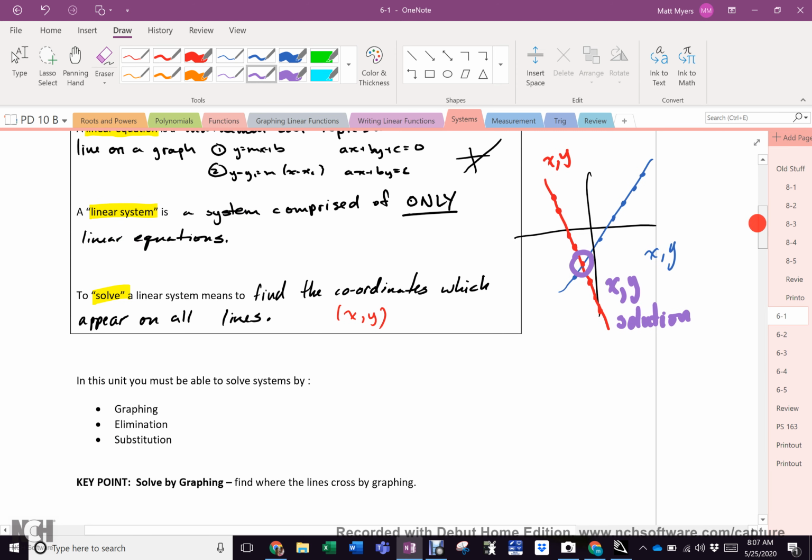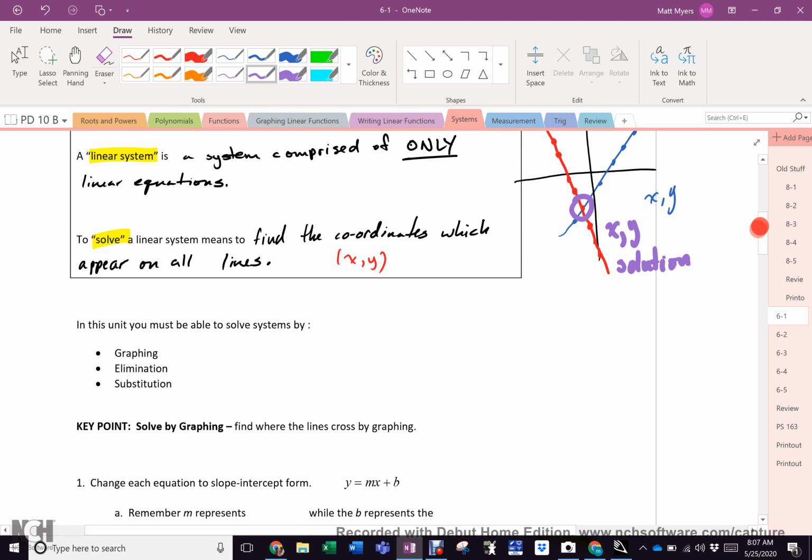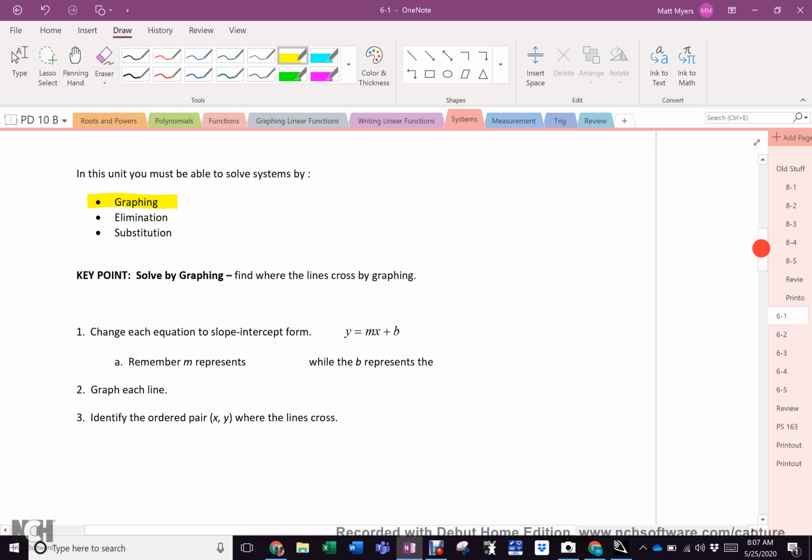Alrighty? So let's get down to it. You're going to learn 3 ways to do this. The first one we're going to learn is graphing. Now, graphing is often the least reliable, but that's okay. You should learn it. Okay, so when we're going to solve by graphing, the key, as we said, is to find when the lines cross, like in Ghostbusters, except this time we want to cross the lines. We don't want to avoid it. So there's a simple set of steps.